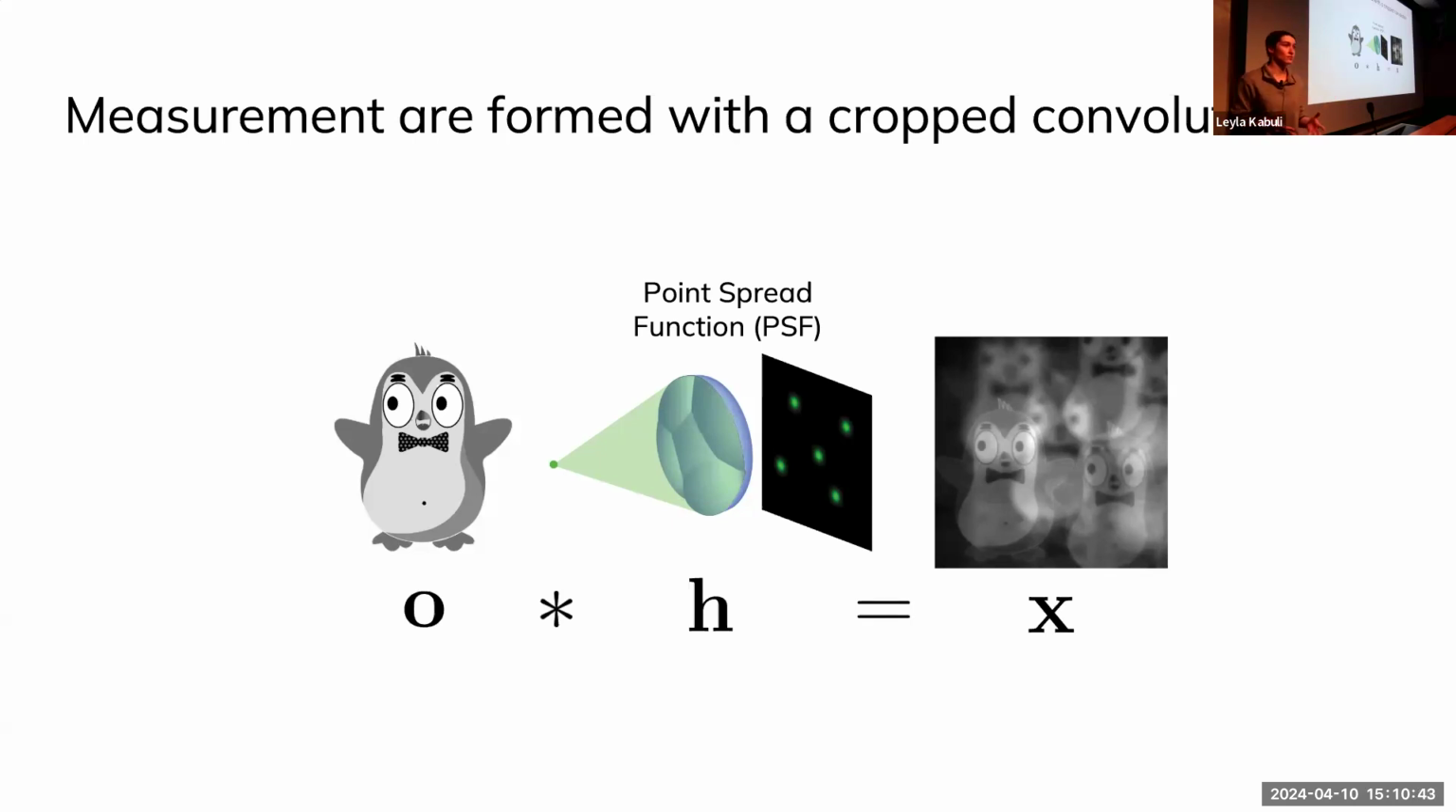In a physical system, we actually use a cropped convolution because our sensor is limited in its extent. So where you see on the edges, parts of the penguin might get cut off based on the sensor measurement. But when we're looking at the imaging model, it's just this convolution. We often ignore the crop because it's simple enough to omit.